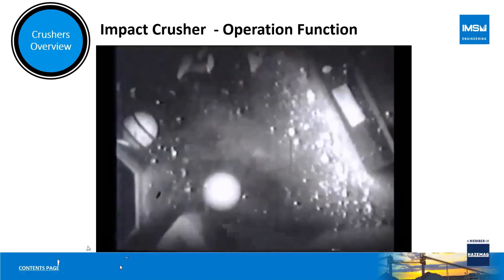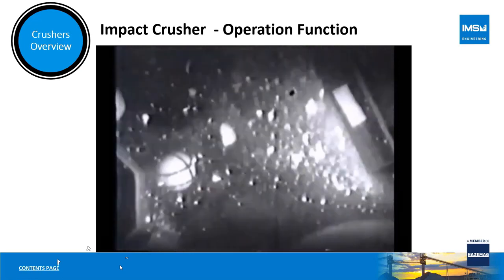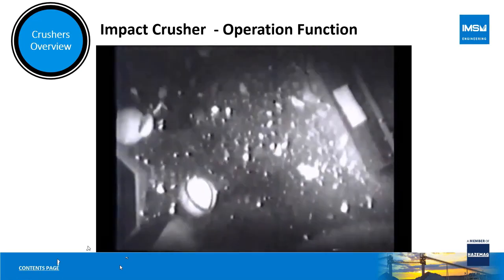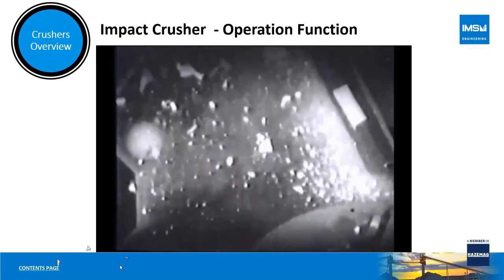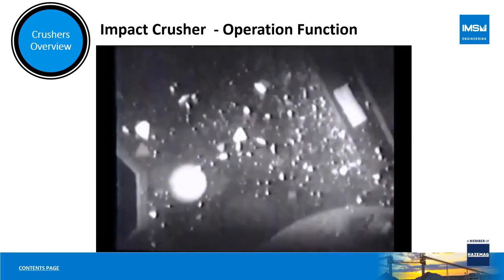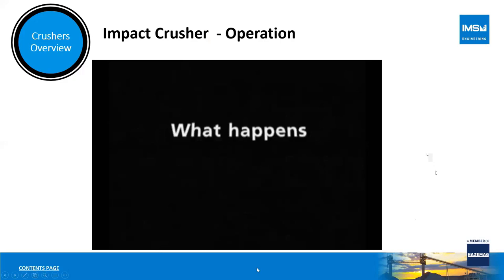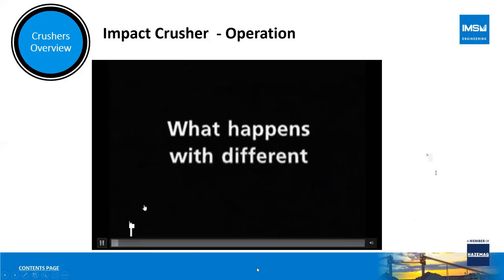You will notice that most of the comminution takes place when the blow bar strikes the feed material, and then as the material returns from the impact apron, it then gets reduced further. So what happens when the gap setting on an impact crusher is adjusted?